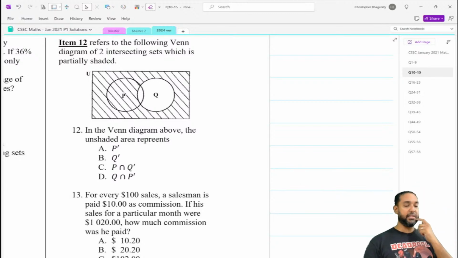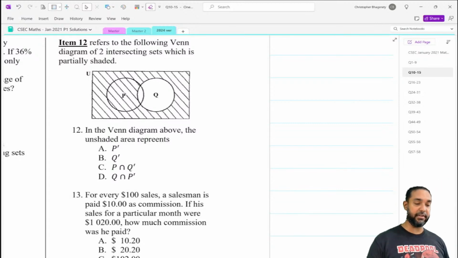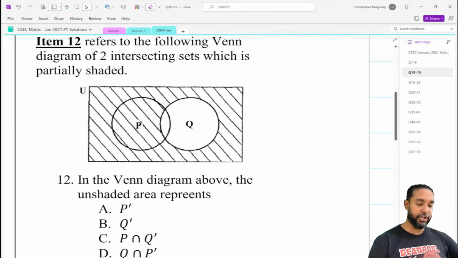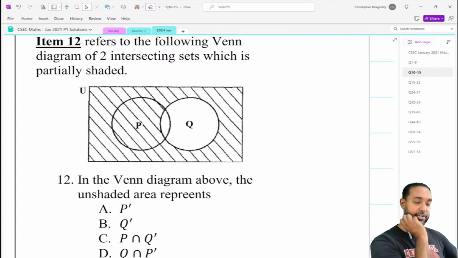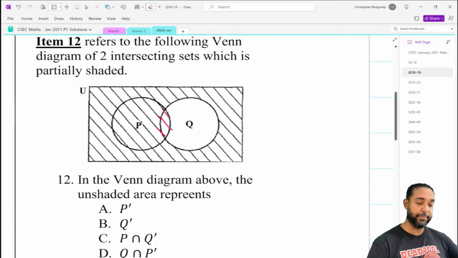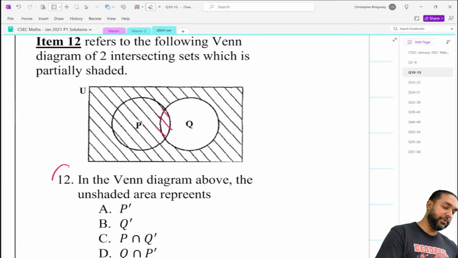Right. Yes, okay. Item 12 refers to the following Venn diagram of two intersecting sets which is partially shaded. In the Venn diagram above, the unshaded area represents... I feel something is wrong in the diagram. And like a big idiot, I deleted the original copy of the paper I had. Because the unshaded part is just Q. I have a feeling this was shaded too, you know. If that was shaded, that would be Q intersect P complement. So this one I'm not sure about.